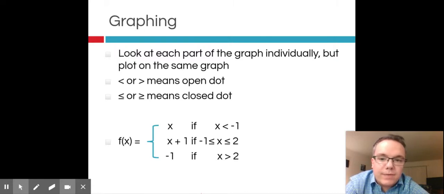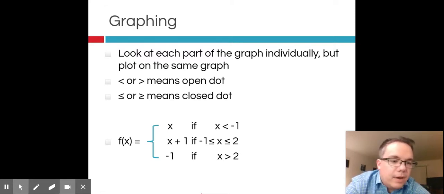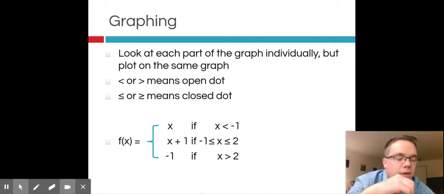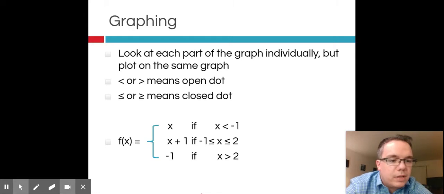So remember, if we have a less than or greater than, that means we're going to use open dots because that number is not part of the solution. So for example, if I put in negative 1 on top, that will not be part of the solution, but that is our endpoint. So we're going to put an open dot showing it's not part of our solution. And less than or equal to or greater than or equal to, we're going to have a closed dot, meaning it is part of our solution.